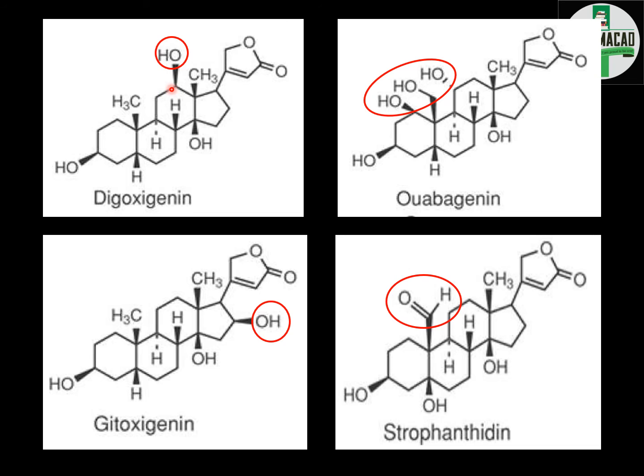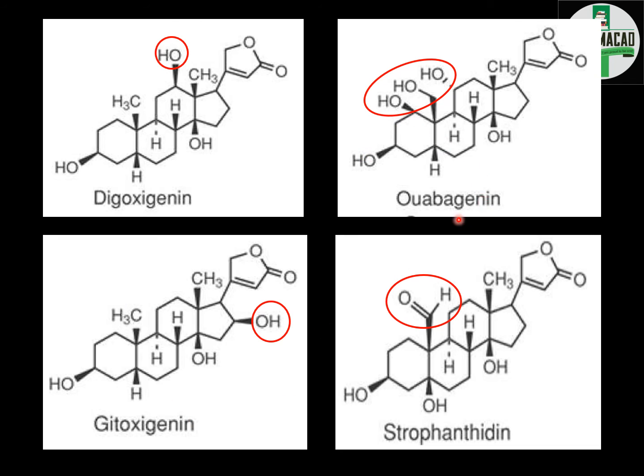If you see in digitoxigenin, there was no hydroxy group on this 12th carbon, but there is an extra hydroxy group on this 12th carbon in digoxigenin. Similarly, in gitoxigenin, there is one extra hydroxy group on this 16th carbon. Rest everything, 2 methyl groups, 2 hydroxy groups, is similar to digitoxigenin.